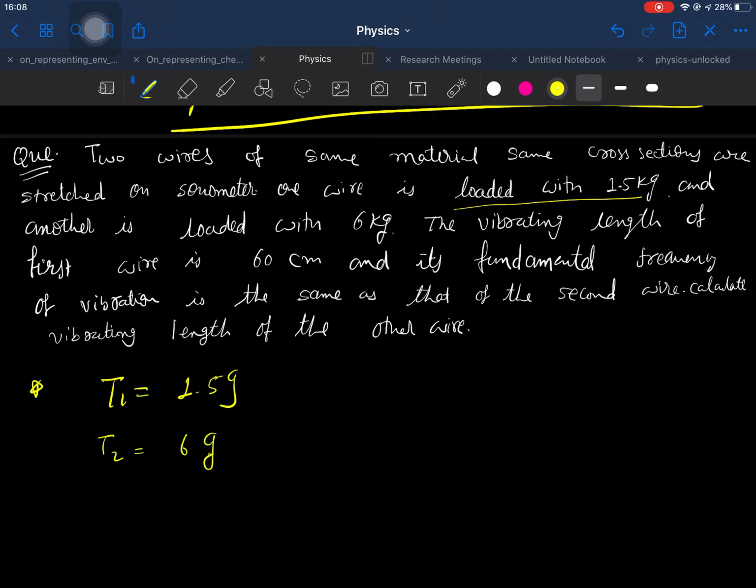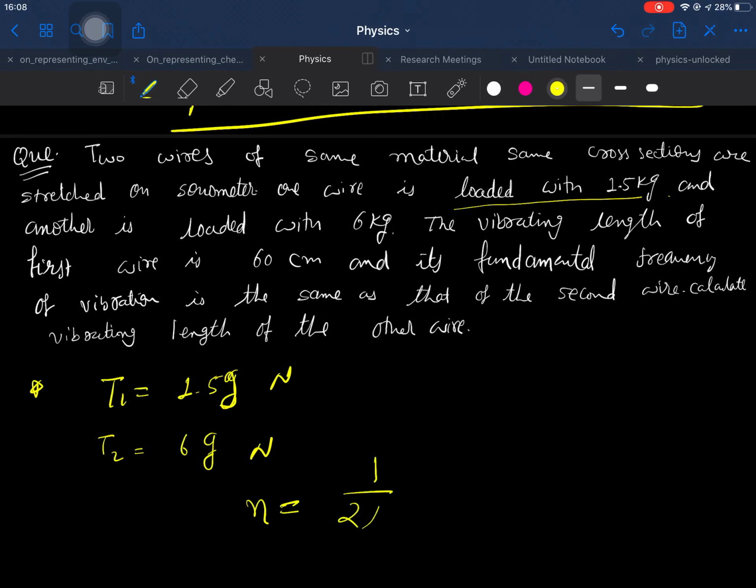Sorry, not gram, it is gravitational acceleration g. In terms of Newton, that's why I'm directly writing it. The vibrating length of the first wire is 60 centimeter and the fundamental frequency of vibration is the same as the second wire. So two wires are there and for both of them the fundamental frequencies are the same. So it's actually the same as the previous question. I don't want to write the same thing again. Okay, so if I just keep everything short and write n is equal to, please refer to the previous numerical for the detailed understanding of this.